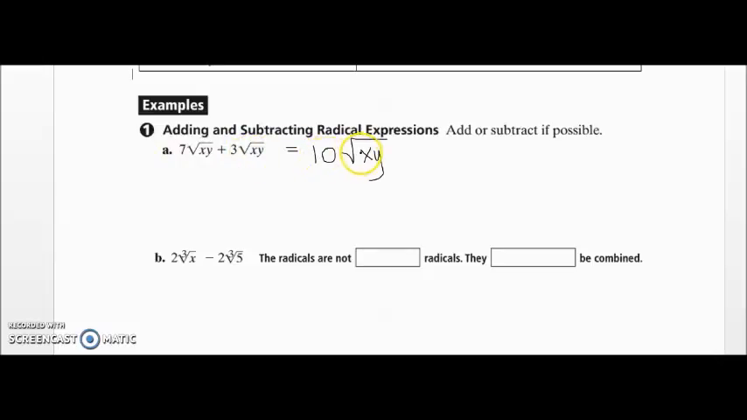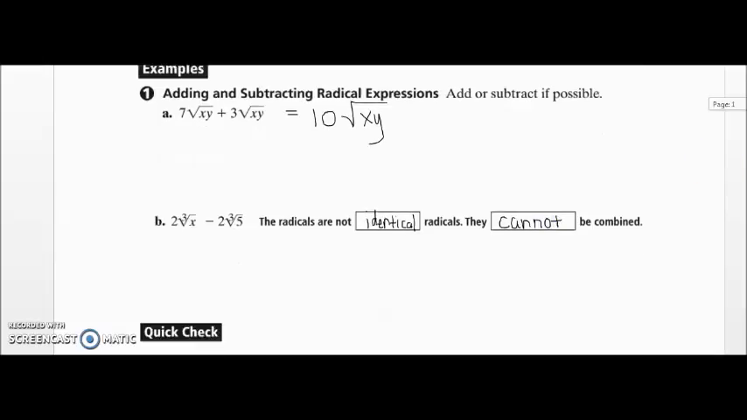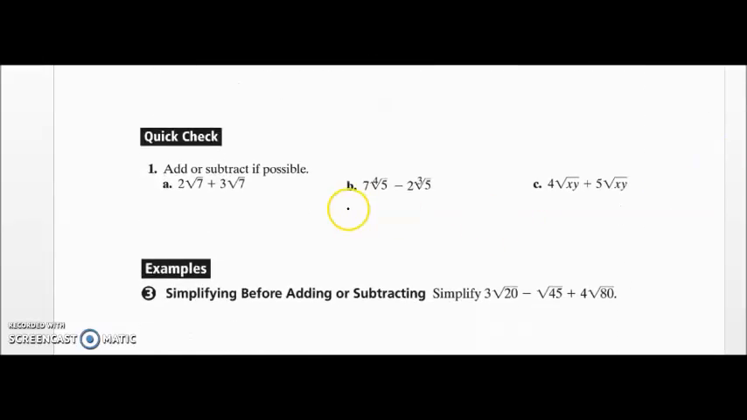I have 10 bananas. For example B, the indexes are the same, but the radicands are different. So these radicals are not identical, so they cannot be combined. So take a moment, pause the video, and try these three quick checks. Remember that both the index and the radicand have to be the same in order to add or subtract.